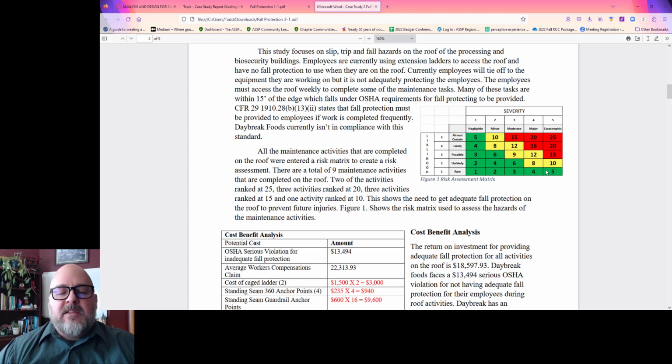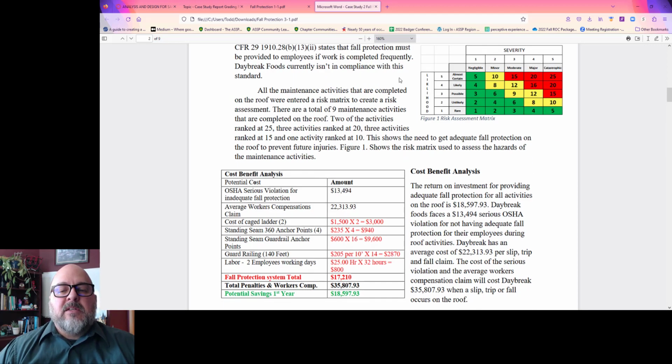So this is a good example. If you're going to provide this example, you better provide me with some of the actual numbers. All the maintenance activities that are completed on the roof were entered in the risk assessment matrix. There are a total of 19 maintenance activities. 2 of the activities ranked 25. Okay, so that's catastrophic, almost certain. 3 at 20. Okay. Good job, Sean.